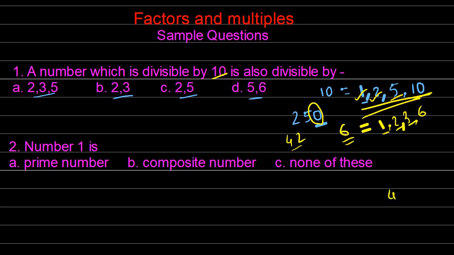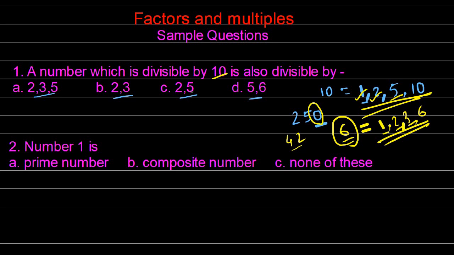Let's check it. 42 by 3. 3 times 1 is 3, 4 minus 3 is 1, 2 comes down, 12, 3 times 4. Right? So you can see that it is divisible by 3 also. Then next is 6. Yes, 6 times 7 is 42, so it is also divisible. So you can see any number which is divisible by a number is also divisible by its factors. Okay. So this point I wanted to convey.